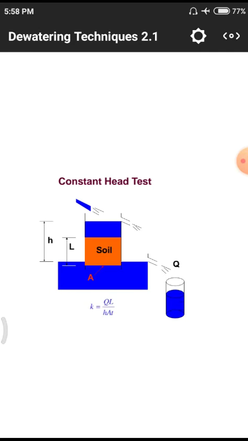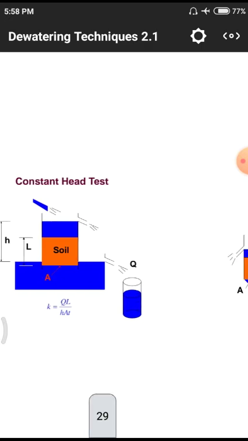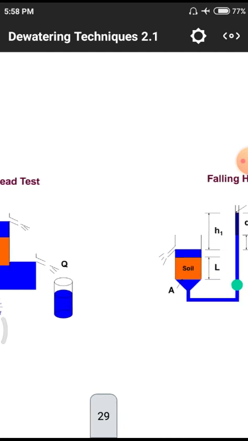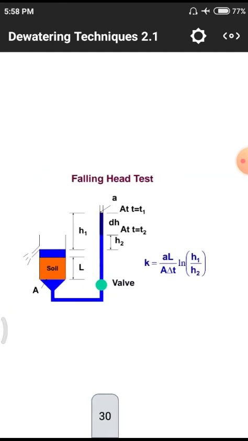This is the constant head test. These tests are conducted in geotechnical labs to observe the permeability of a particular soil sample. K equals QL by AH. Next one is the falling head test. These are the different tests we have to do at our master level, that means PG level, post graduation level. We have to observe these different tests.